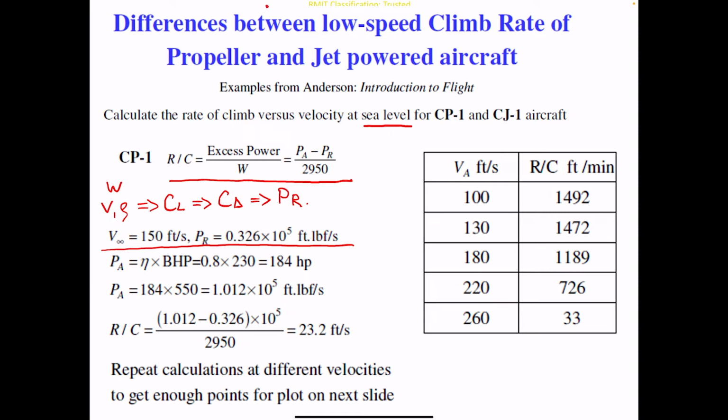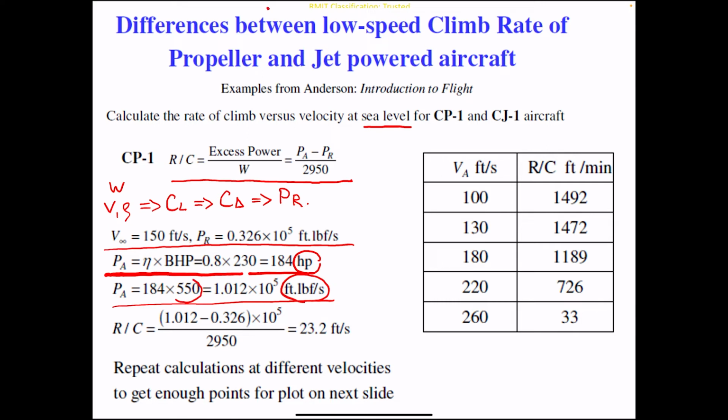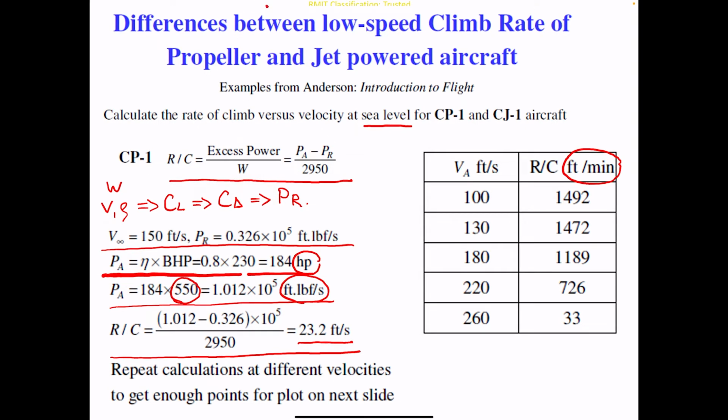Now we have to calculate power available. Power available will depend on propeller efficiency and power plant, and we get it in horsepower. We have to convert horsepower into foot pound force per second. Here is the conversion coefficient, 550. And then we calculate rate of climb. It is in feet per second, and we need to convert it into feet per minute. This is due to aviation regulations.